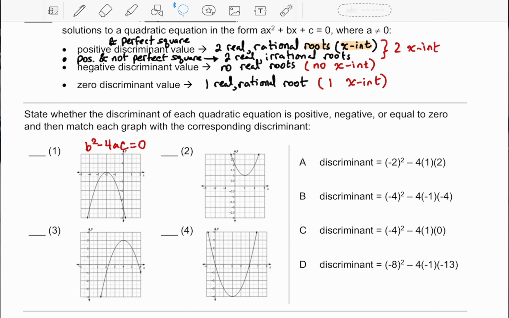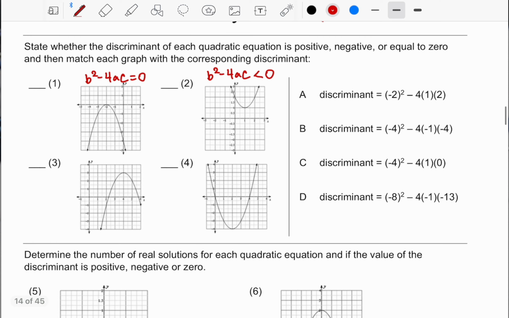The case of, like number 2, for example, I see it doesn't cross the x-axis at all. All right? So we're looking at an instance where the b squared minus 4ac value, the discriminant, would be negative. So less than 0.